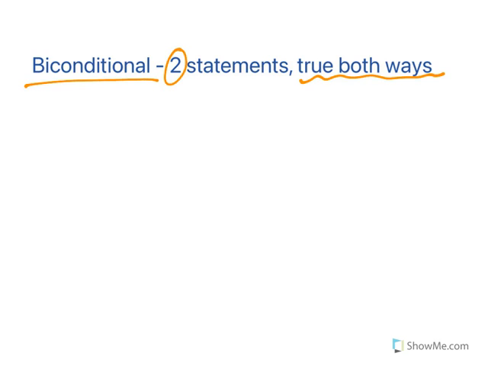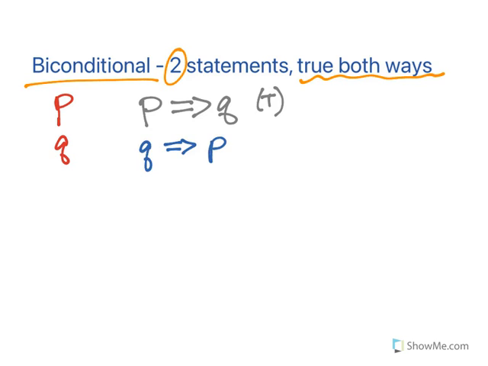Now, what does this mean? Well, if we have two statements, let's just say we have statement P, statement Q. So we often say, if P, then Q. We'll assume this is true. And if we say, if Q, then P, let's assume this is true. So true both ways, meaning if P, then Q, and if Q, then P.